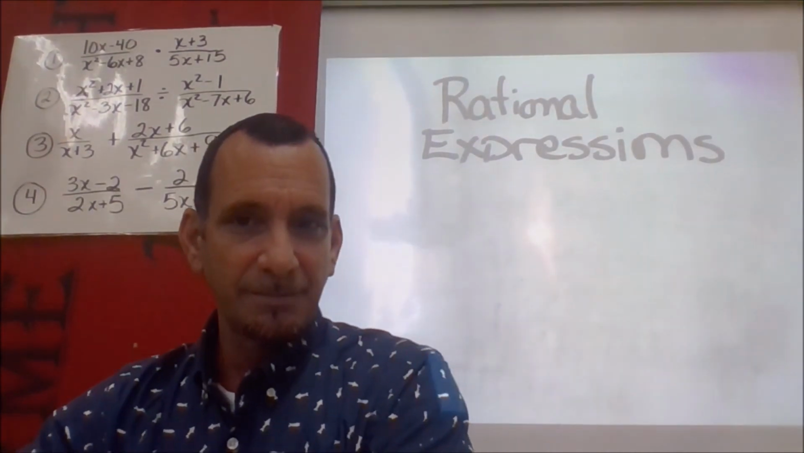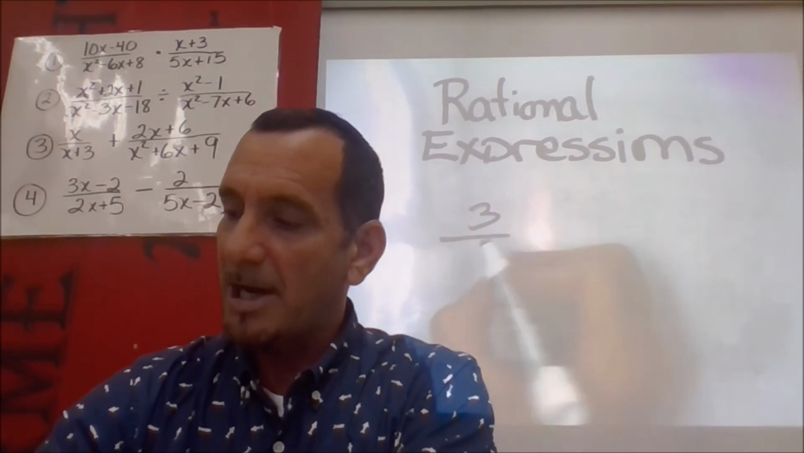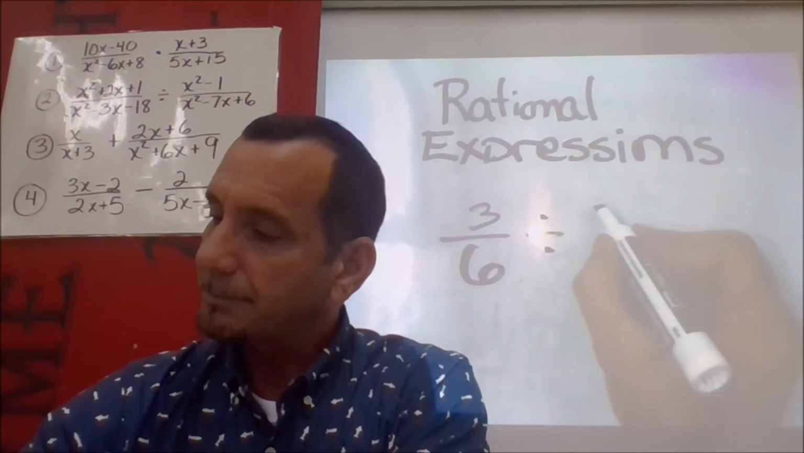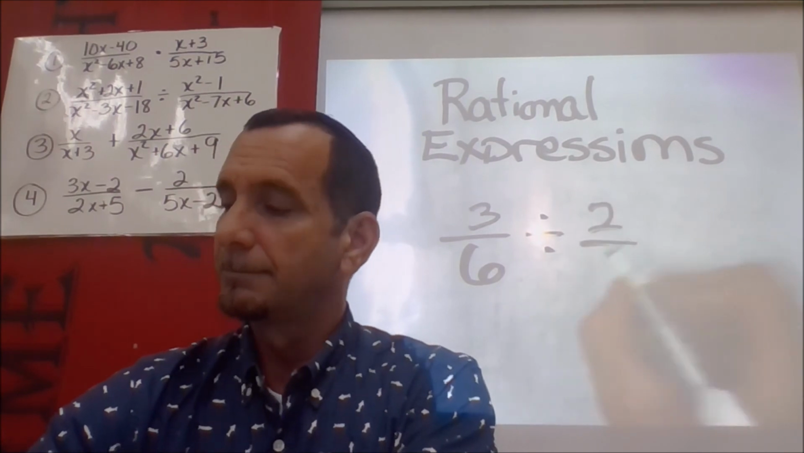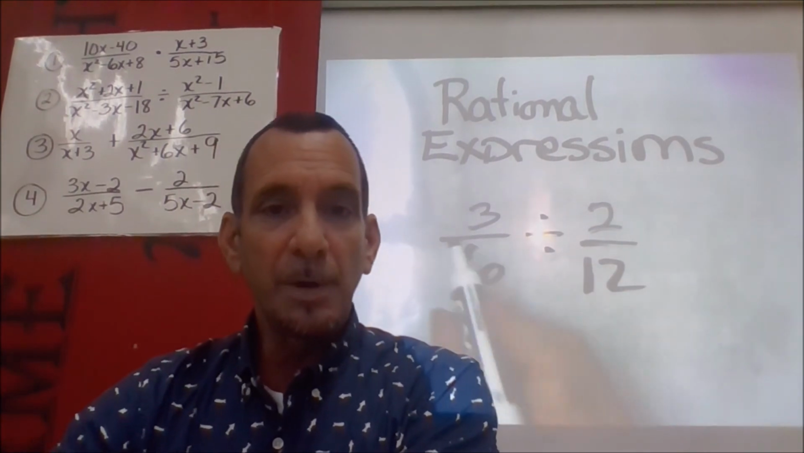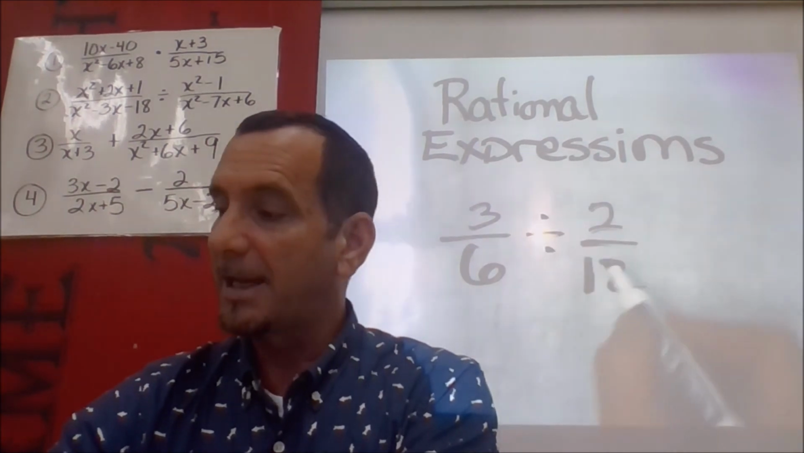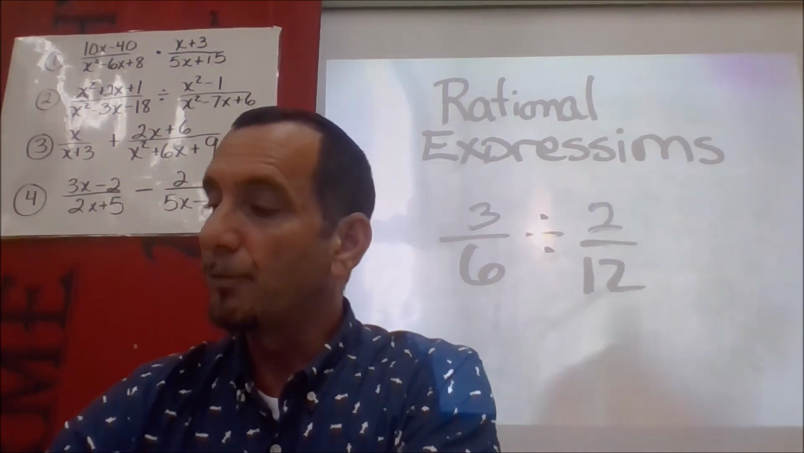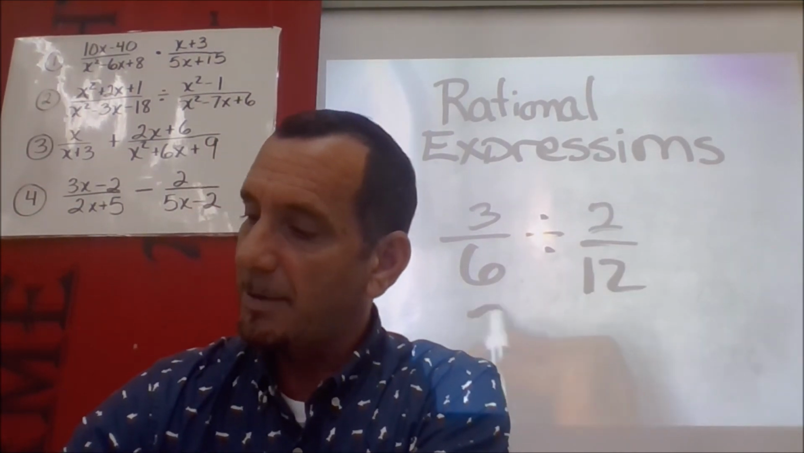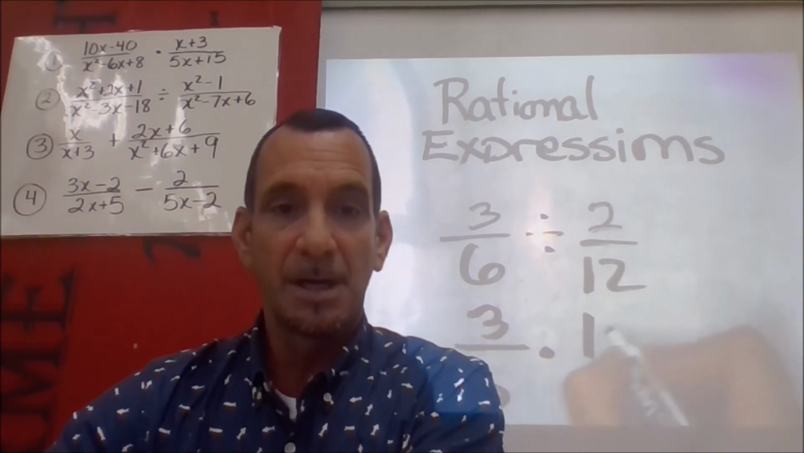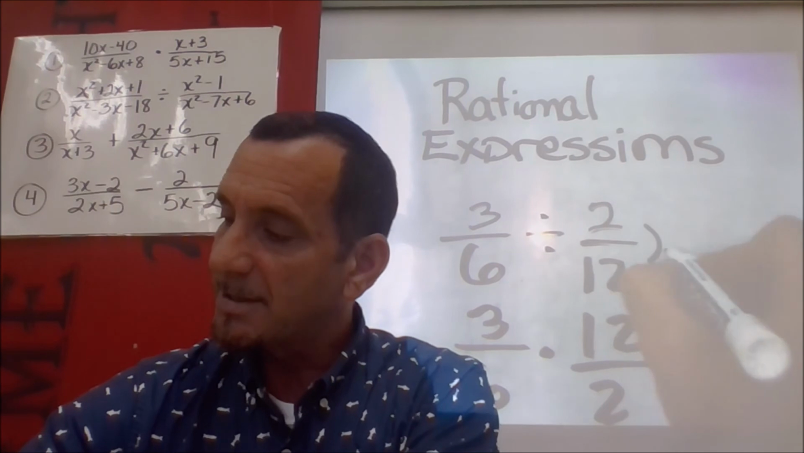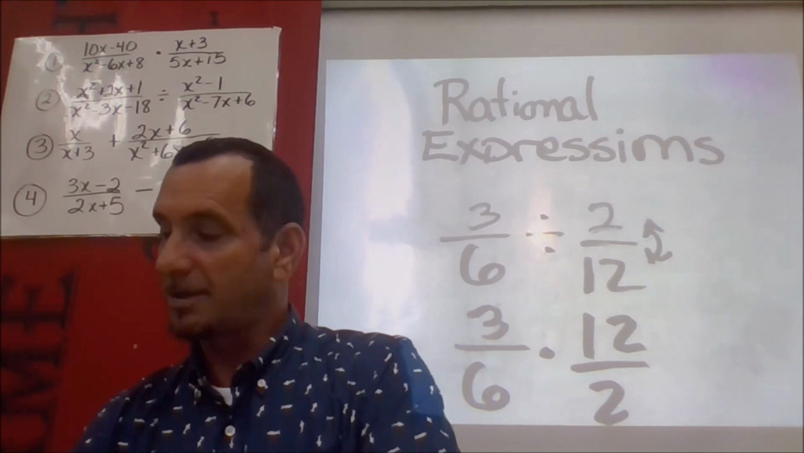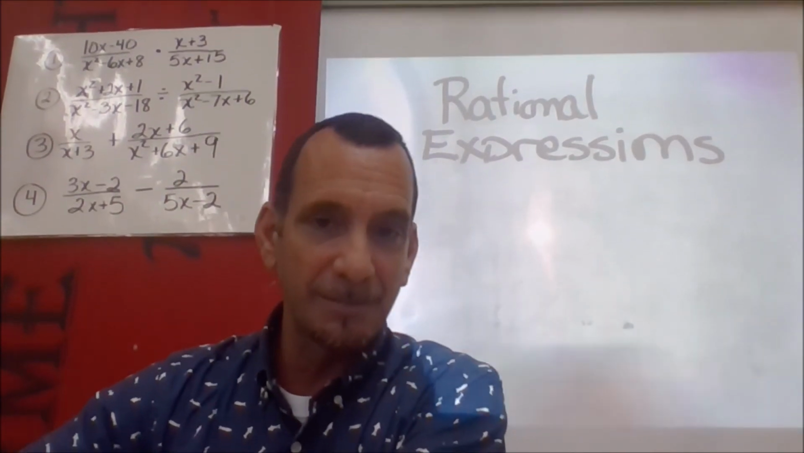Remember with division, if you had a rational number divided by another rational number, we know that we could change that division to a multiplication and flip, or we would multiply by the reciprocal of the second term. So that would be 3 over 6 times 12 over 2. We just flip the numerator and denominator to change from division to multiplication and work out the rules using multiplication.